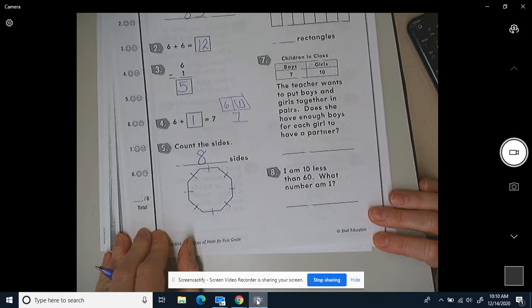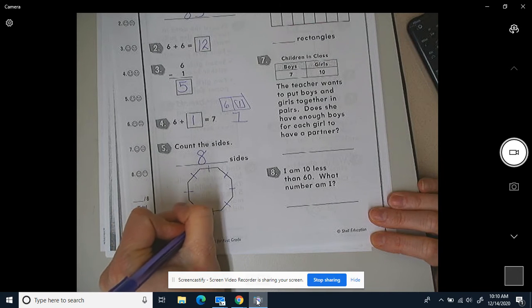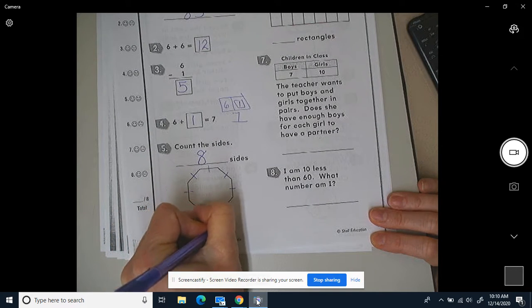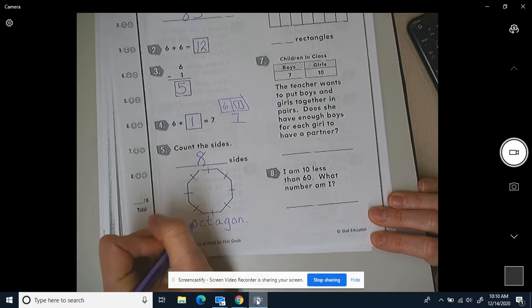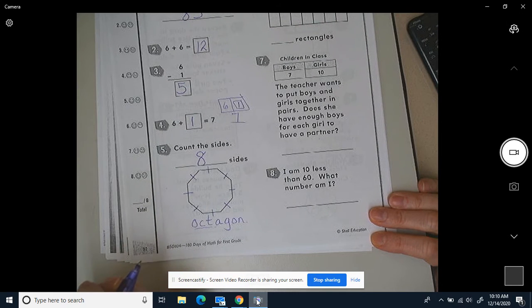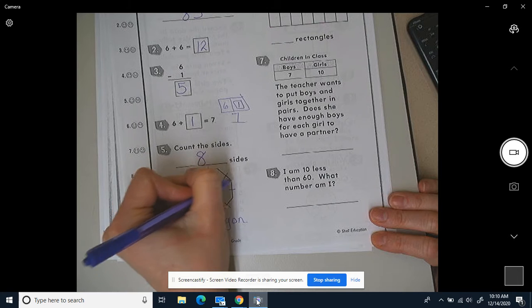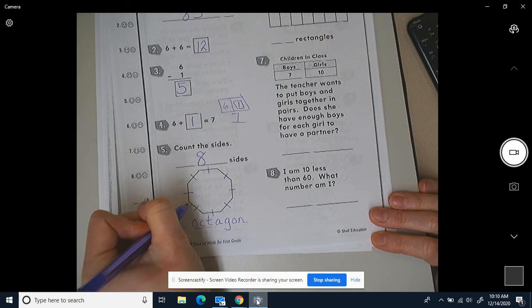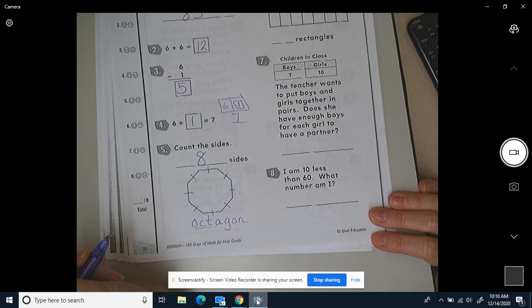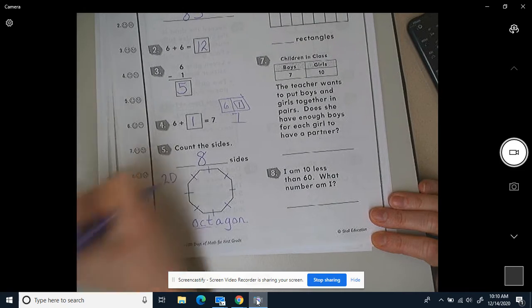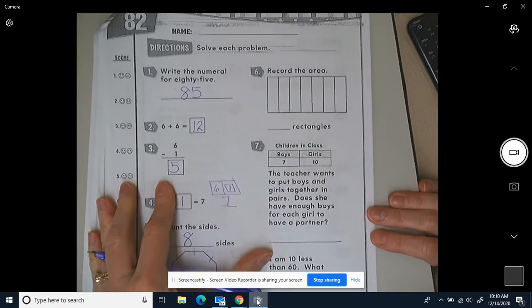Do you remember what kind of shape this is called? It's an octagon. You don't have to write this, but I'm going to write it here. Octagon. Octa means 8, just like an octopus has 8 tentacles. We also have 8 corners or vertices on the octagon. Is an octagon 2-dimensional 2D or 3-dimensional 3D? Yes, it's 2-dimensional because it's flat, 2D.